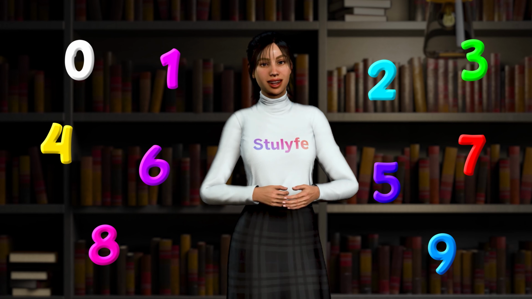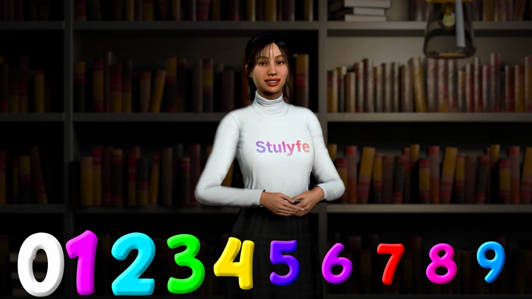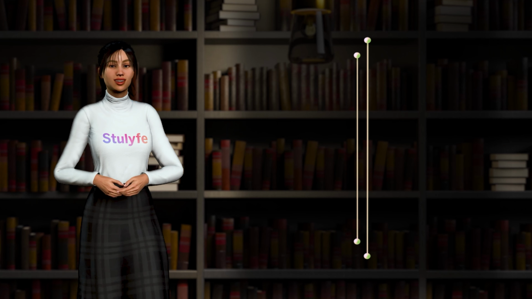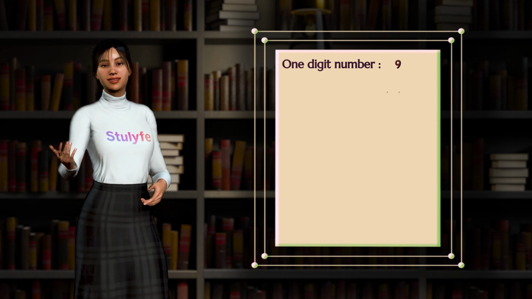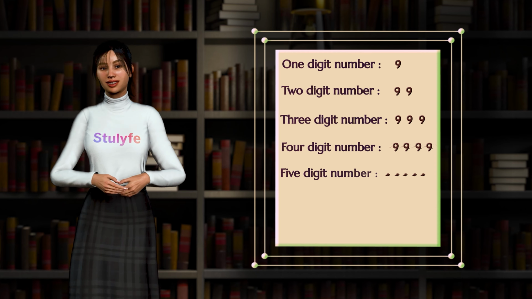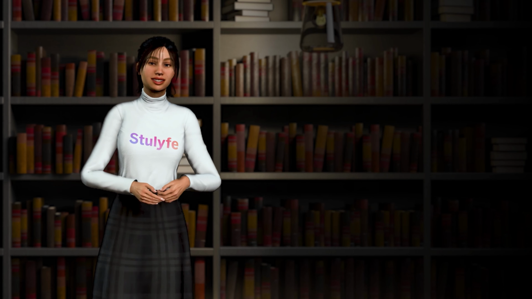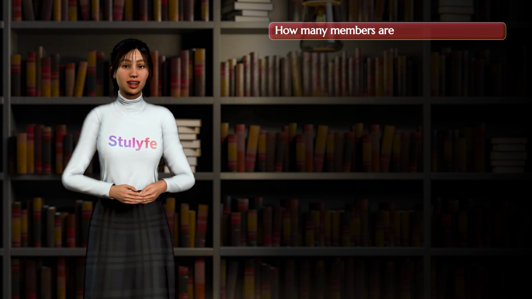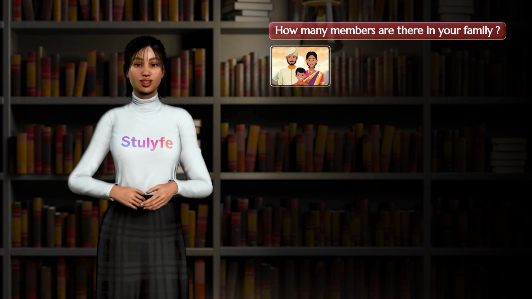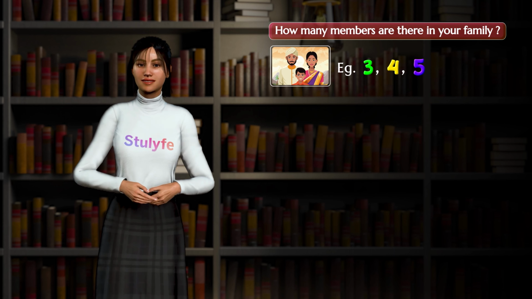Right? Well, as we all know, these 10 digits from 0 to 9 are used to write any number. The number can be a 1-digit number, 2-digit number, 3-digit number, 4-digit number, and so on up to an infinity-digit number. Well, if I ask you how many members are there in your family, your answer would be a 1-digit number, like 3, 4, or 5.